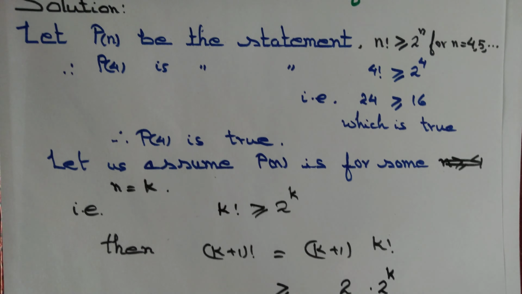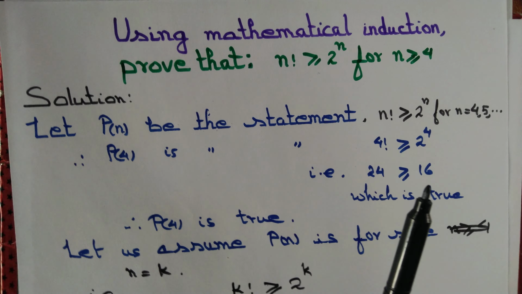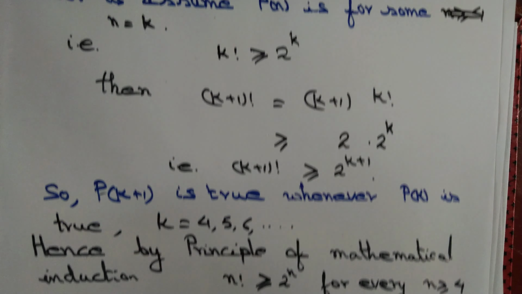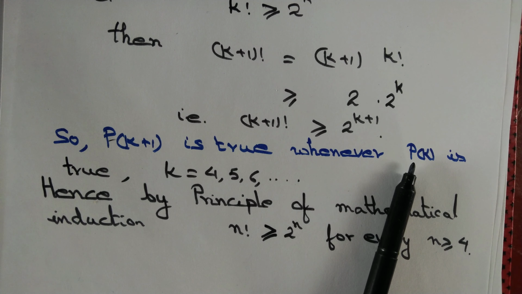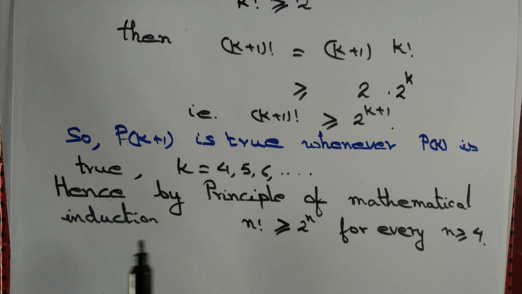So we just need to get some starting point. In this case, n turns out to be 4, that's the starting point. And we need to show that whenever P(k) is true, P(k+1) is true. And then we can say by principle of mathematical induction that P(n) is true for every n.